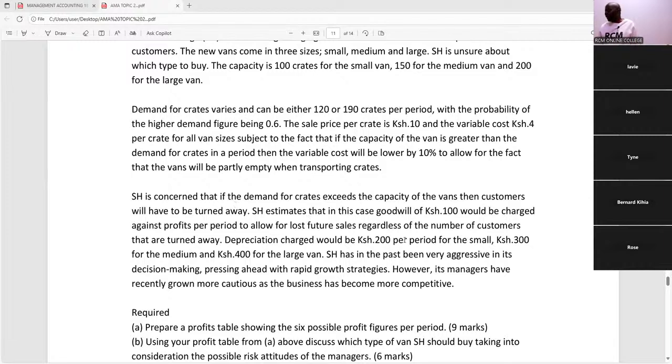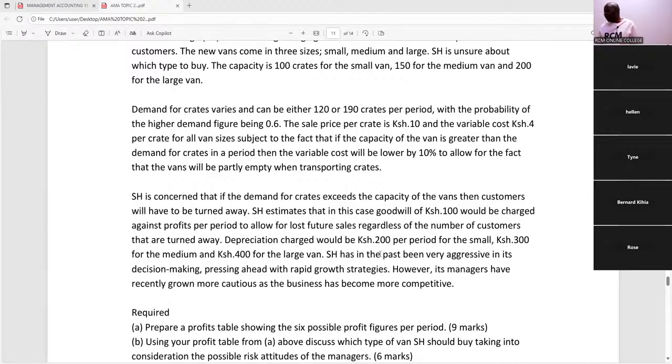SH estimates in this case, goodwill of 100 would be charged against profits per period to allow for lost future sales, regardless of the number of customers that are turned away. So it's not per customer, but once in this case here we turn, even if it's 1, 10, 20 customers, lost goodwill will be 100. This lost goodwill will be 100, charged against profit per period to allow for lost future sales, regardless of the number of customers that are turned away.